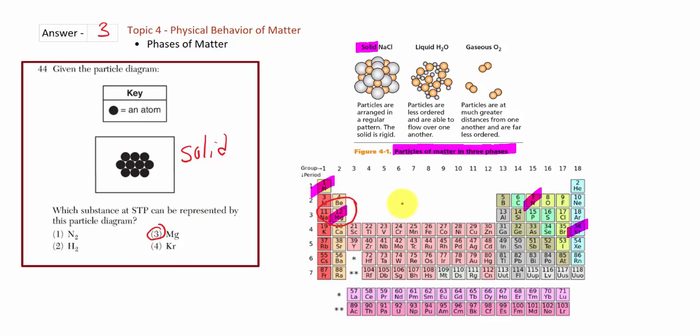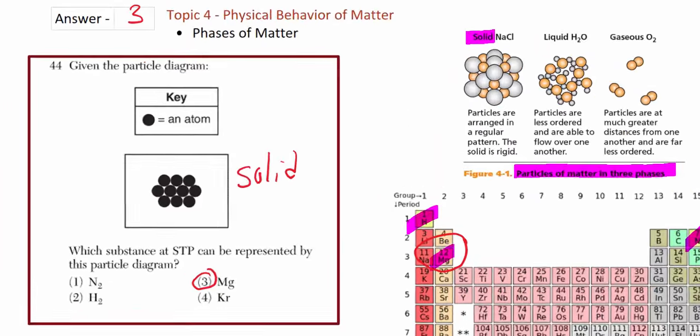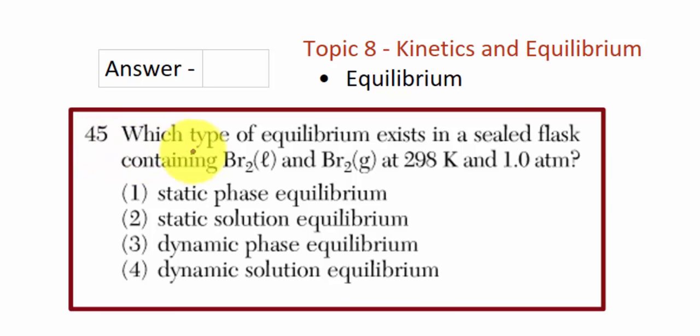You could also use table S and look up the boiling points of these and the freezing points and whatnot, but having a clear understanding of their positions on a periodic table is a much quicker way to answer the question. Question 45. Which type of equilibrium exists in a sealed flask containing bromine in the liquid phase and bromine in the gaseous phase at 298 Kelvin and 1 atmosphere?